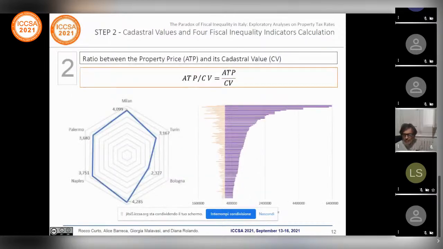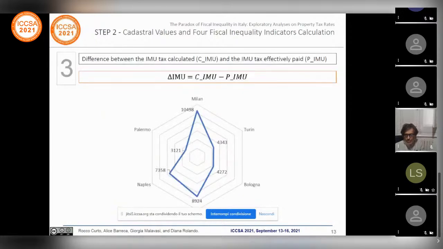The second indicator is the ratio between the property price and its cadastral value, and it shows that it is much higher than 1 in all the considered cities. Let's see, for example, on the right, the case of Milan. The property prices, ordered in decreasing order, are in purple and correspond to a random distribution of cadastral values in orange.